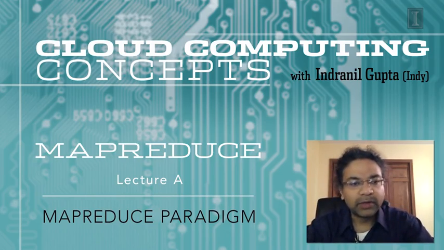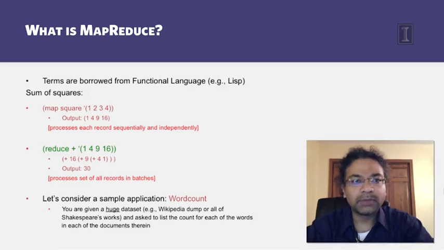So in this first lecture here, we'll look at the overall paradigm, and I'll try to introduce you to it from a very basic level. The terms map and reduce, which comprise the portmanteau term Mapreduce, are borrowed from functional languages such as Lisp. For instance, here's how you would calculate the sum of squares. Suppose you have integers, say 1, 2, 3, and 4, and you want to calculate 1 squared plus 2 squared plus 3 squared plus 4 squared.